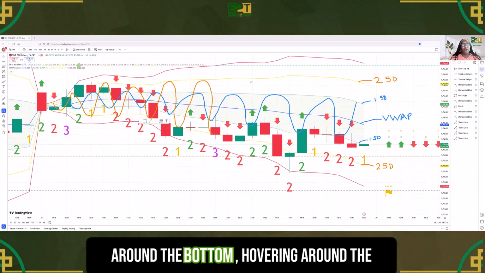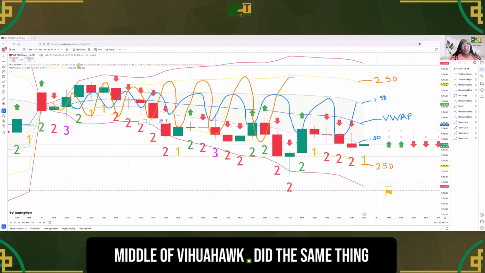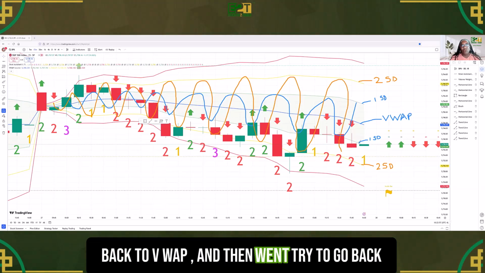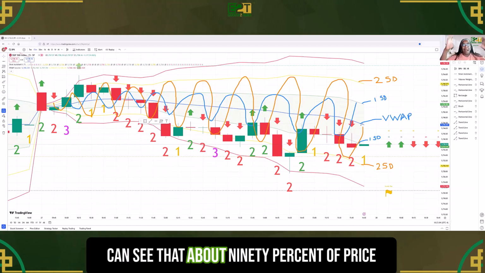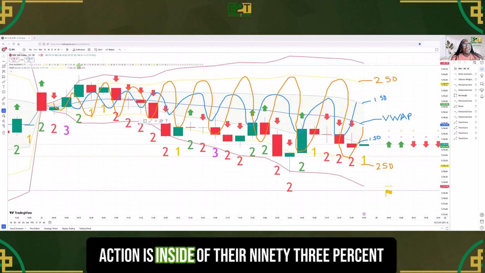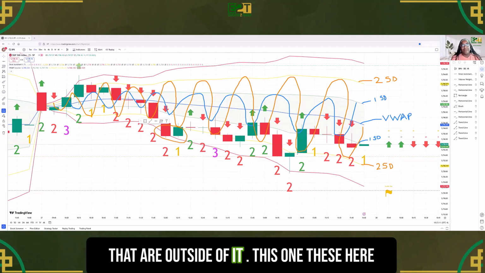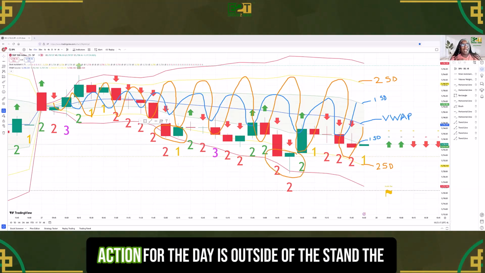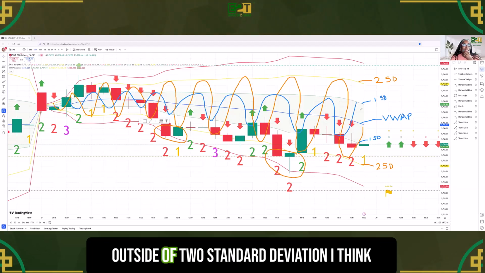Now it hovered around the bottom, turned itself, tried to go back to the middle of VWAP, did the same thing, hovered down here around the bottom, went back to VWAP, and then tried to go back to VWAP, right? I want to make sure that you can see that about 90% of price action is inside of there, 93%. There is some stuff here, like these over here, that are outside of it. These here are outside of it, but very little of the price action for the day is outside of the two standard deviation. Right? Very little is outside of 2 standard deviation.